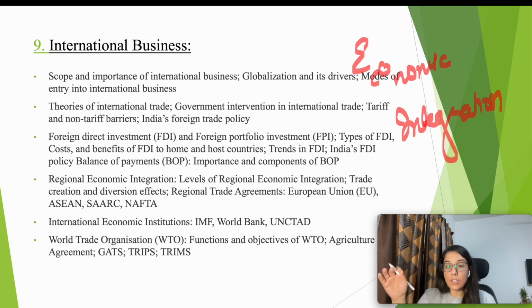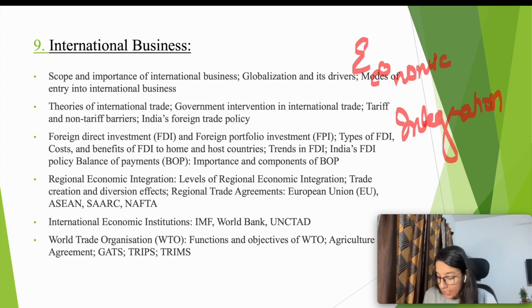For example, NAFTA, the North American Free Trade Agreement. That is an example of economic integration, a type of economic integration between Canada, US and Mexico. So you should know all that. Then ASEAN, SAARC, they can ask you questions related to the objectives of SAARC. You should know the South Asian Association for Regional Cooperation, what is the objective of that. Then the Association of Southeast Asian Nations, you should remember what are the objectives of this.